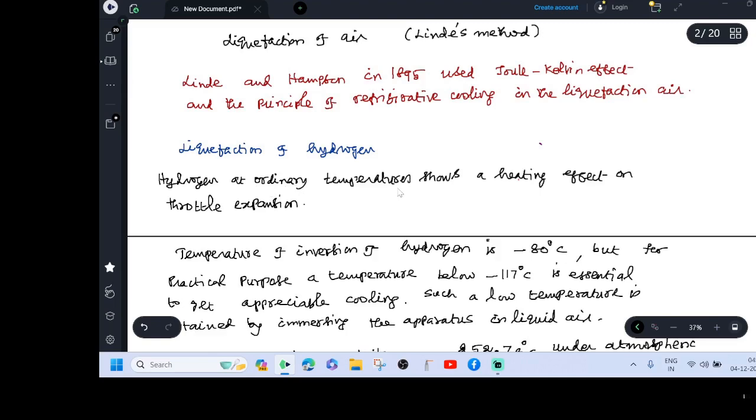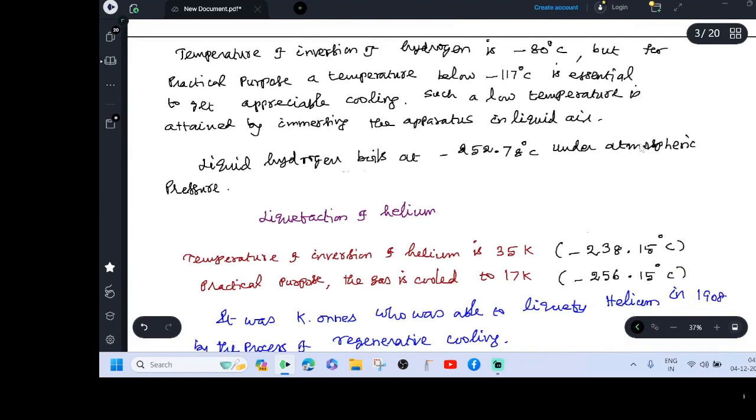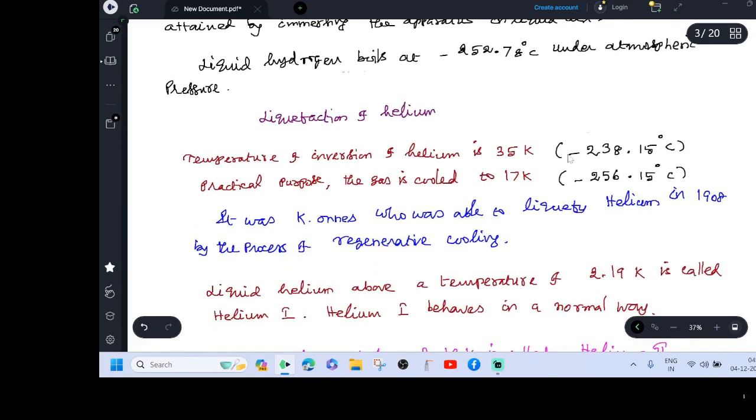Hydrogen at ordinary temperatures shows a heating effect on thermal expansion. The temperature of inversion of hydrogen is minus 80 degrees Celsius, but for practical purposes, a temperature below minus 170 degrees Celsius is essential to get appreciable cooling. Such a low temperature is attained by immersing the apparatus in liquid air. Liquid hydrogen boils at minus 252.78 degrees Celsius under atmospheric pressure.